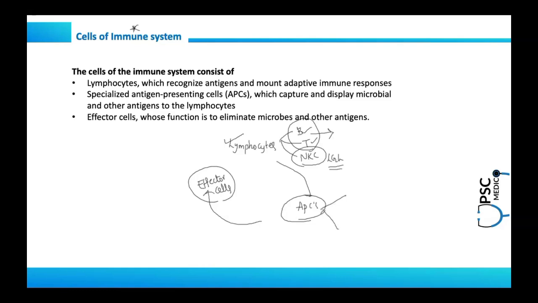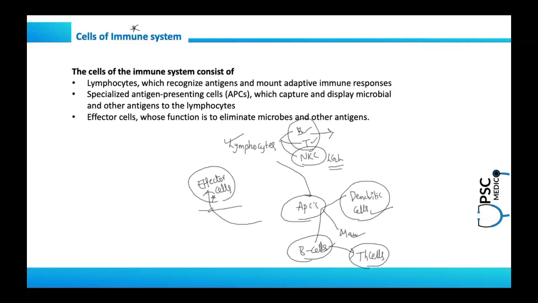What are the examples of antigen presenting cells? We have macrophages, main important antigen presenting cells. A topic of discussion is dendritic cells, very important. We'll discuss the types of dendritic cells. Even B cells also act like antigen presenting cells, because they present antigen to T helper cells. So that's the reason even B cells are a category of antigen presenting cells. So these are the three examples.